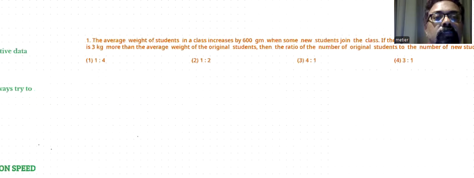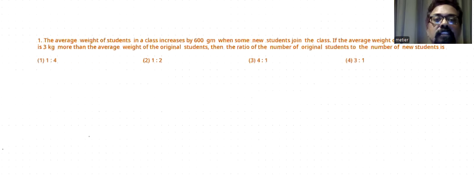First question. The average weight of students in a class increases by 600 grams when some new students join the class. Right? Means a certain number of students join the class and that's why there is a change in the average. Now, this change in average is not the change, it is the effect of the addition of students. The change occurs in the number of students and the effect comes in the average.